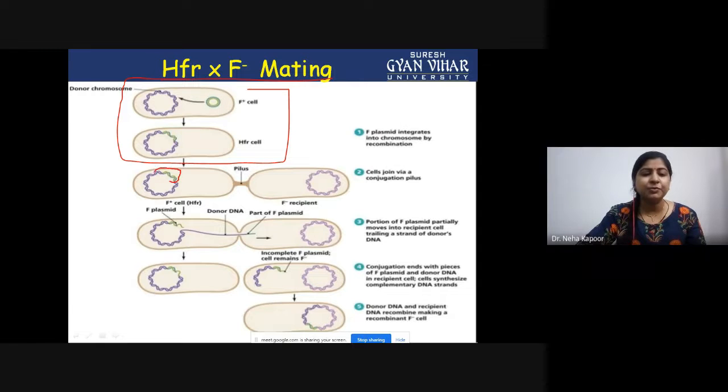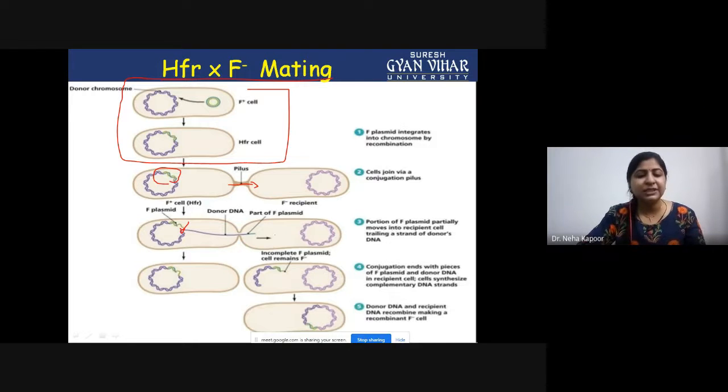These F plasmid genes will encode for pilus. The pilus is formed. It has made contact with this F negative recipient cell. Once this F negative recipient cell has made contact, what will happen? Endonuclease enzyme will make a cut. A cut is made. One strand of this episome would be transferred to the recipient cell.